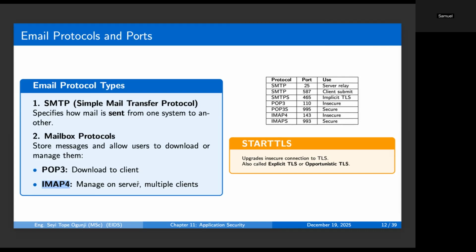And here we have 2 ports again. For IMAP4 without security, the insecure one, we use port 143. Then when you add TLS security to it, and you have IMAPS, you're going to have port 993, and that is secure.